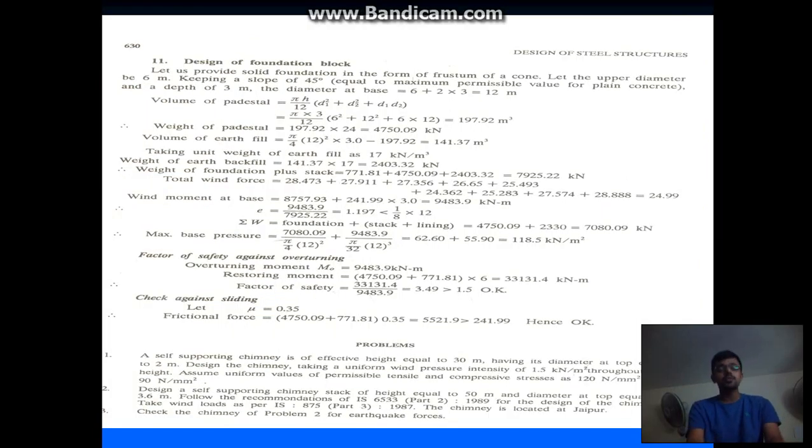And the last and the most important thing in this section is the design of the foundation block. So we are assuming that we provide a solid foundation in the form of a frustum of a cone. Why we are providing the frustum of a cone is that it will have higher resistance towards the overturning forces. So we are going for the frustum of a cone. For the pedestal, we are using this formula, pi h by 12 into d1 square plus d2 square. We have assumed a slope of 45 degrees over here.